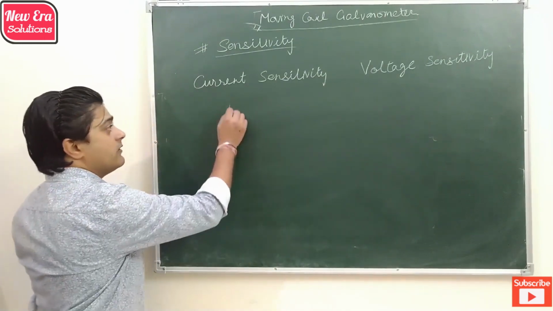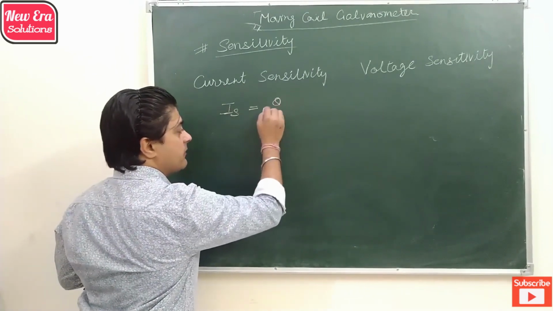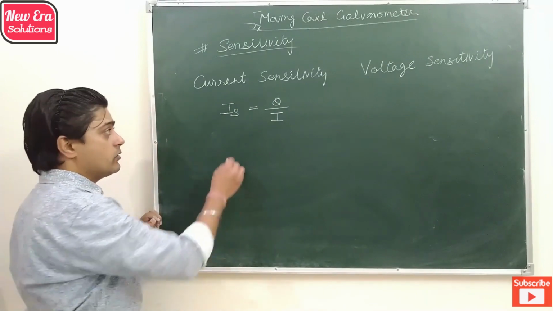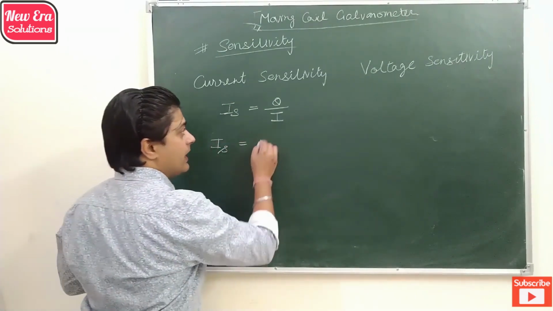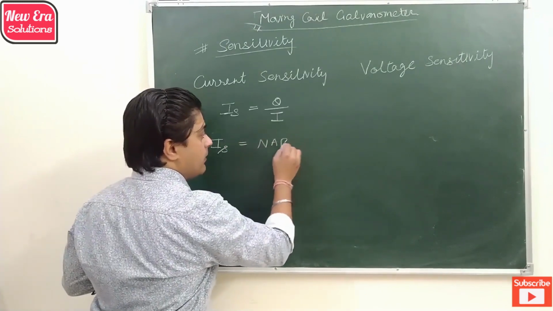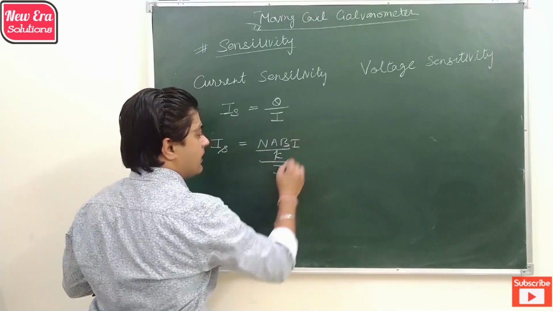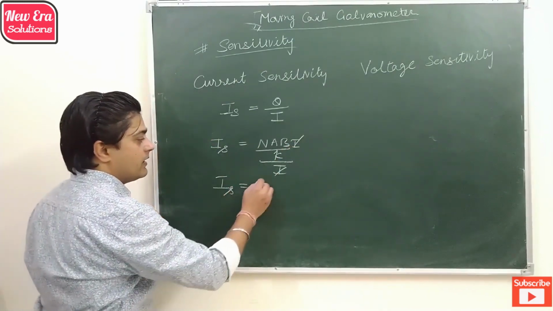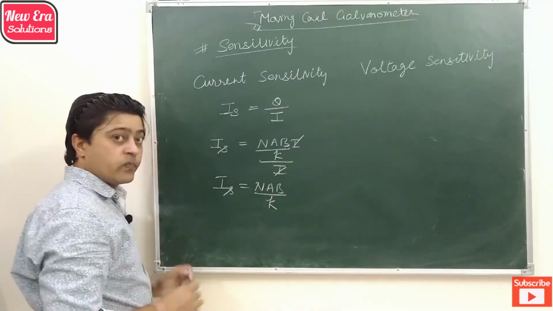The current sensitivity of a galvanometer is the ratio of deflection per unit change in current. So if we put the value of deflection, we get NAB by K divided by I. So I cancels out and the current sensitivity is NAB by K.